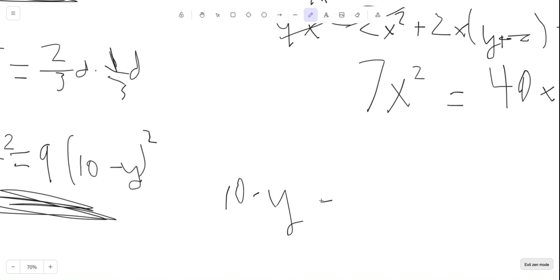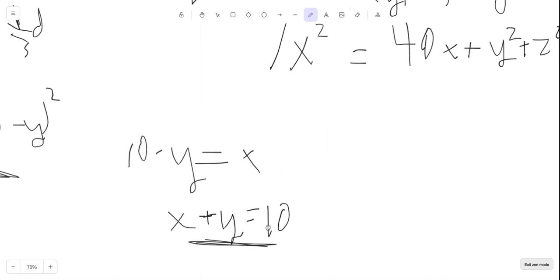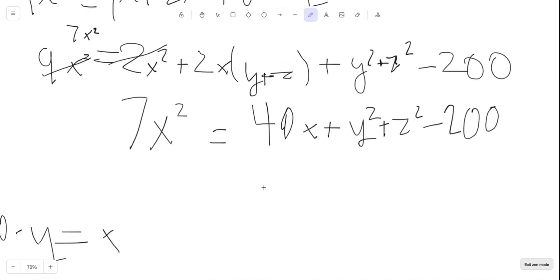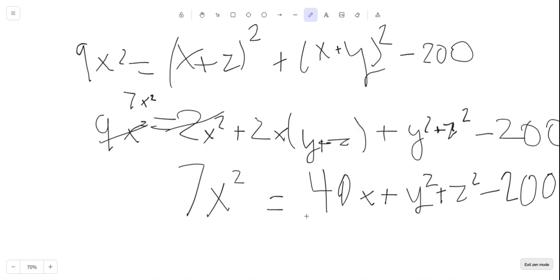And it's equal to 10 minus y equals x. Okay, so x plus y equals 10. And now it's much easier to solve for this. So if x plus y is 10, wait, what do we get?